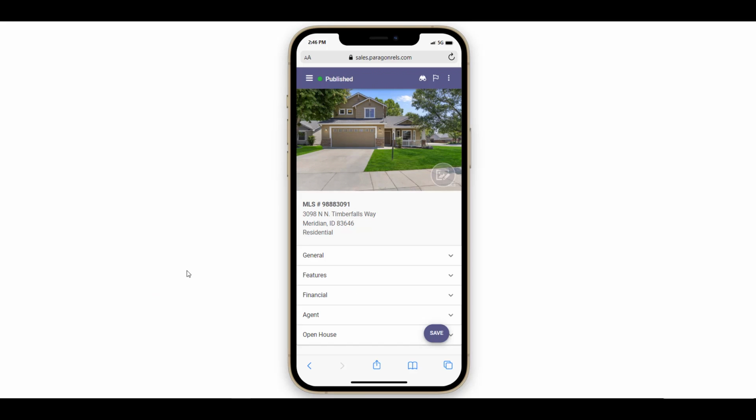We're going to take a look at the price analysis feature within Paragon Connect listing maintenance here. So I'm here on a listing. This is a published listing. There's multiple scenarios here. We could either do it from, you have a listing out in the market and you're having trouble selling the listing.